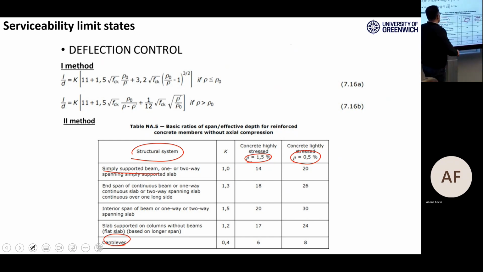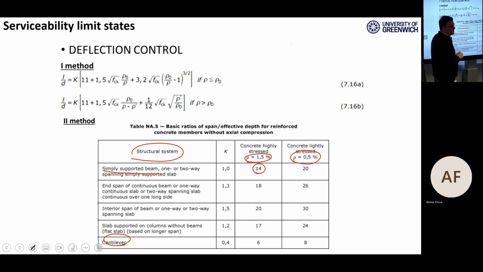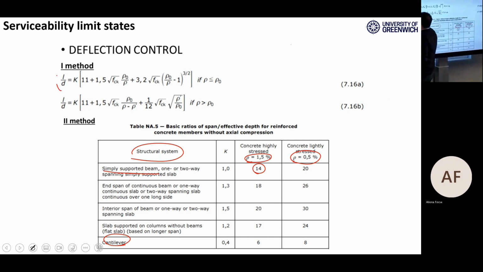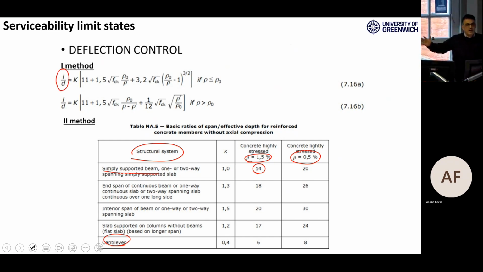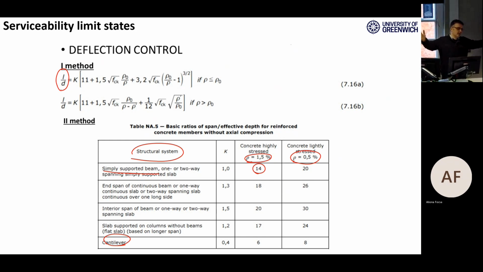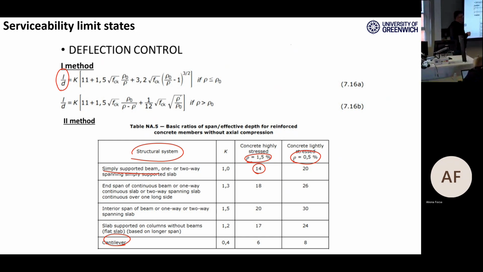So, for example, if I am in the case of a simply supported beam, I will get 14. What is the 14? This is the L over D. L is the length of your beam, which means the span. And D is the effective depth of the beam we are talking about.